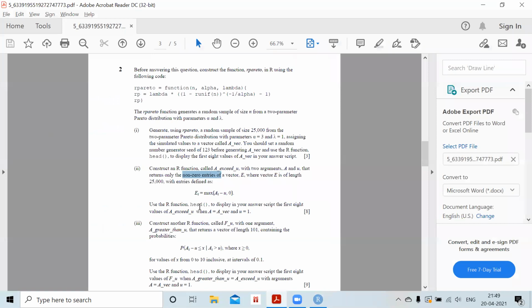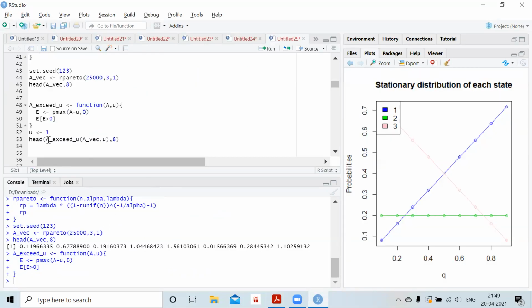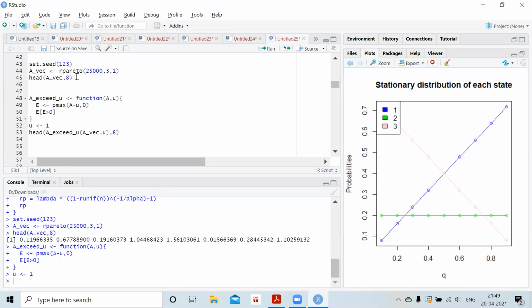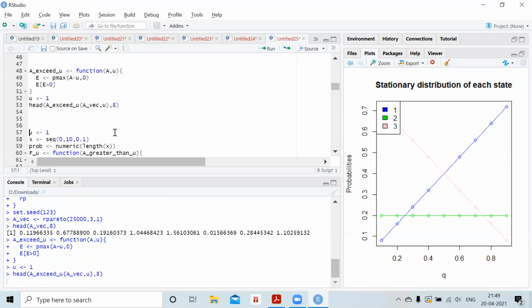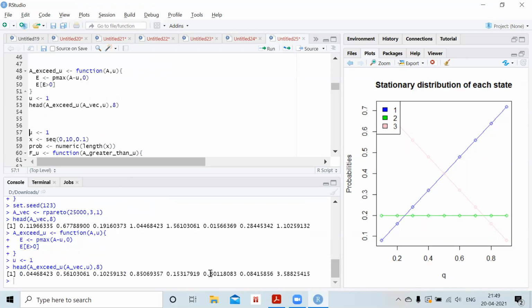Then they've asked that we use the R function head to display in your answer script the first 8 values of A exceed U, where A is equal to AVEC and U equals 1. So I set u equals to 1, and for A exceed U, the argument A will be AVEC. So I've done head of A exceed U, AVEC, comma u, and this gives me the first 8 values of the distribution.